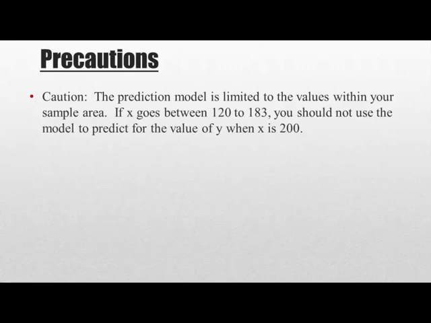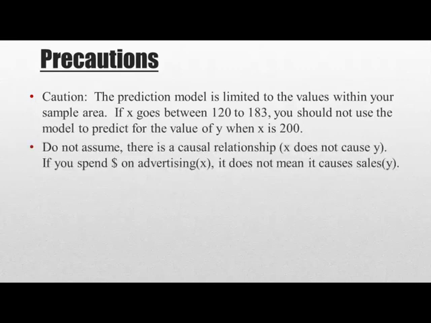So if we use, for example, advertising and sales, if we spend between 120 and $183, we don't want to say, well, what happens if we spend $200? That's not within our model. So the model might give us a guesstimate, but it's not meant to give us a true, fairly accurate meaning of. You can't say we're 83% there.